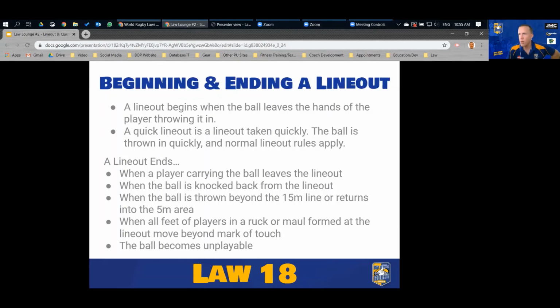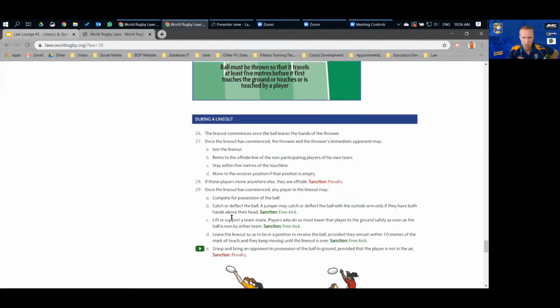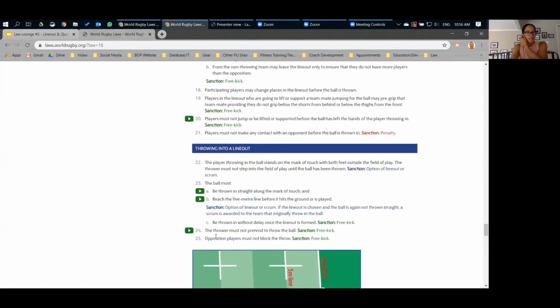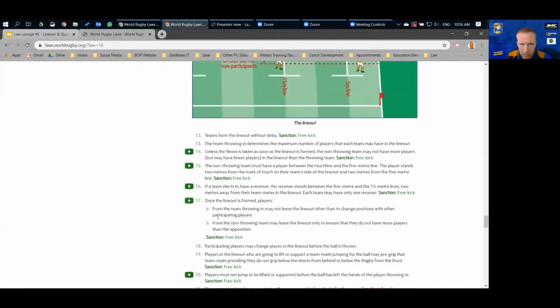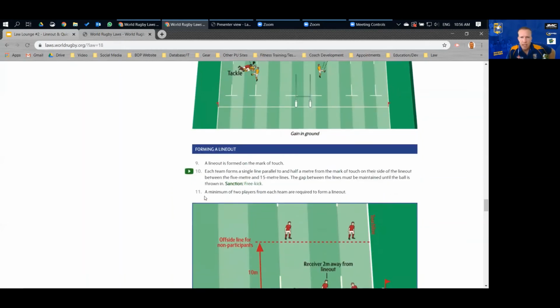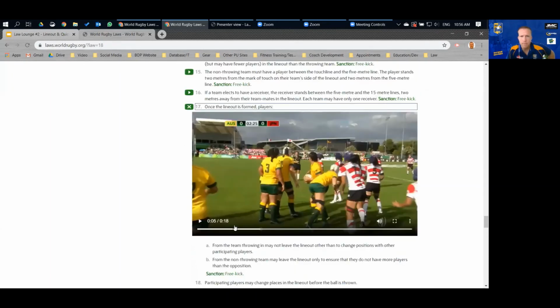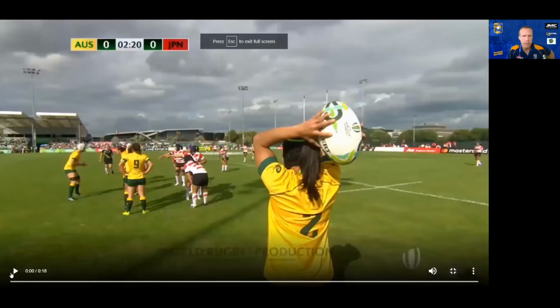Let me just show you one clip, and I was hesitant about putting this in, but I'm going to show you now. I'm still sharing my screen, right? Yep, you are. Okay. So this is from the formation of the lineout. Yeah, this is the one. Show you this clip here.